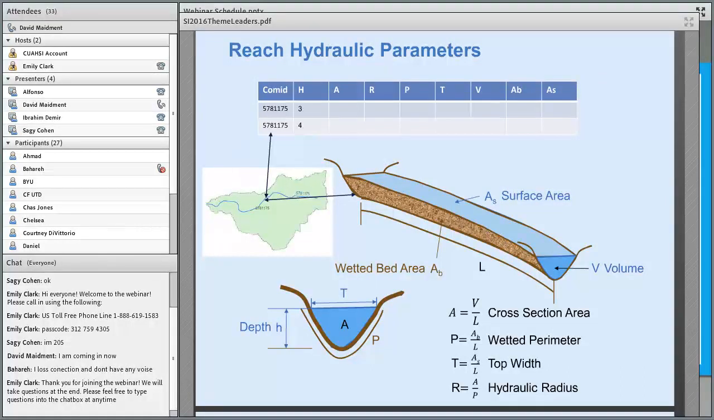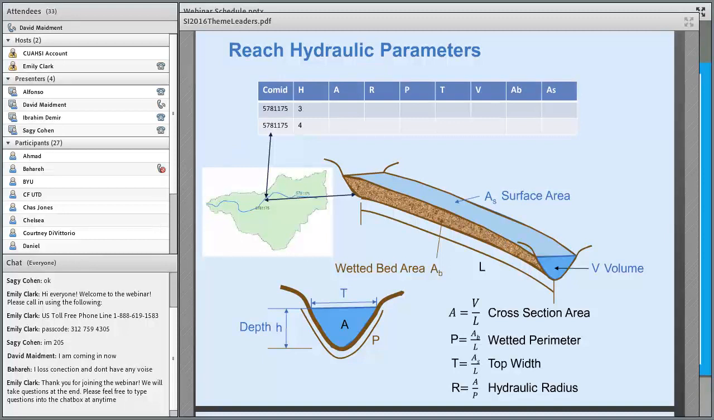We have developed an analysis technique that produces hydraulic parameters associated with these inundation profiles. So if we know what the inundation profile looks like, we can calculate the surface area, the volume, and the length for each reach that the flooding is being mapped over. And if we divide those by the length, we get the cross-sectional area, wetted perimeter, and top width.